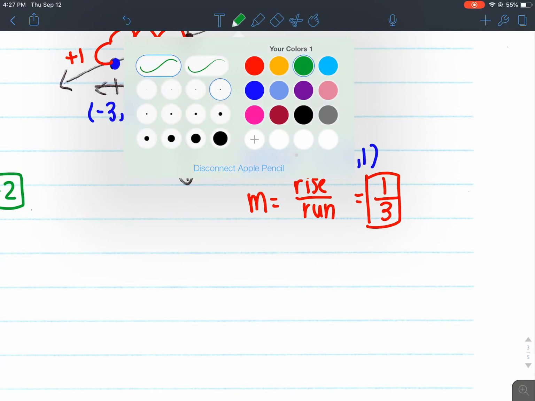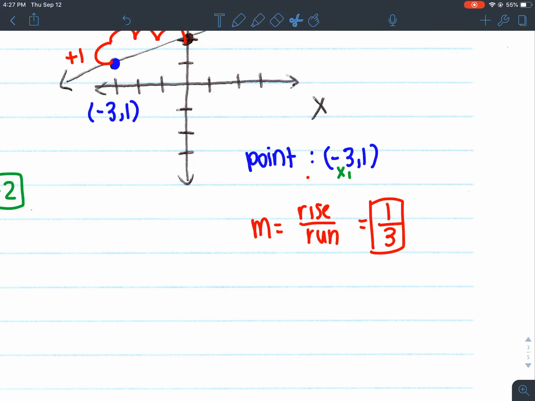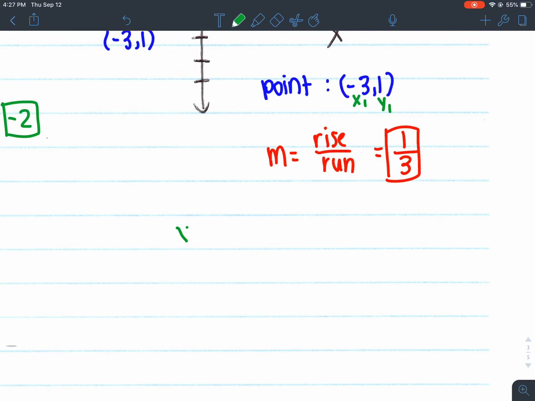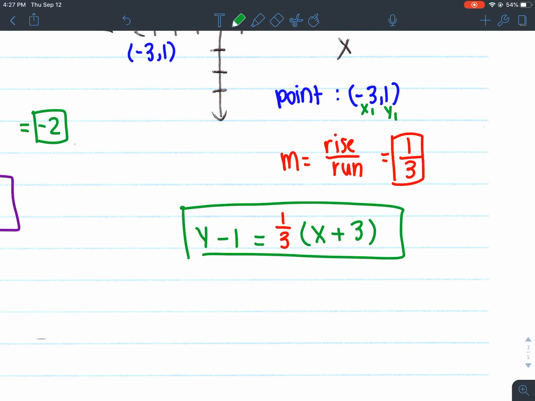My point is negative 3, 1. So I'm going to go ahead and use this. I'm going to label x1, y1. So I have y minus 1, because my y1 is a positive 1, so it's now negative, equals my slope of 1/3 times x plus 3, because my x value is negative, so now I plug it in, it is positive.